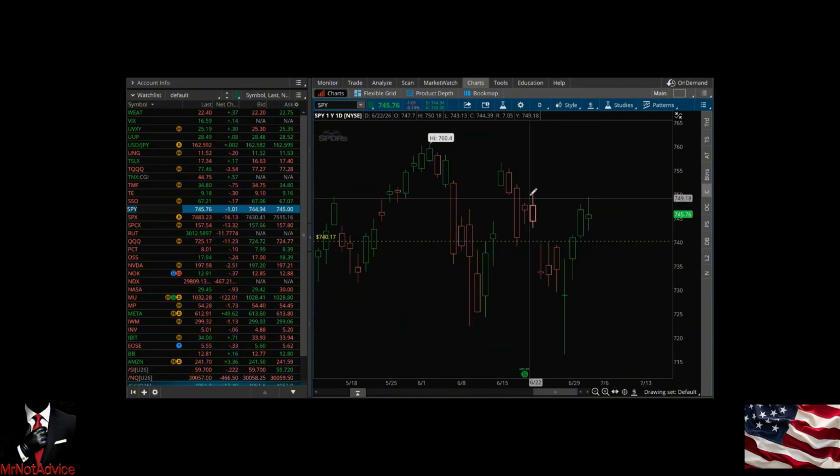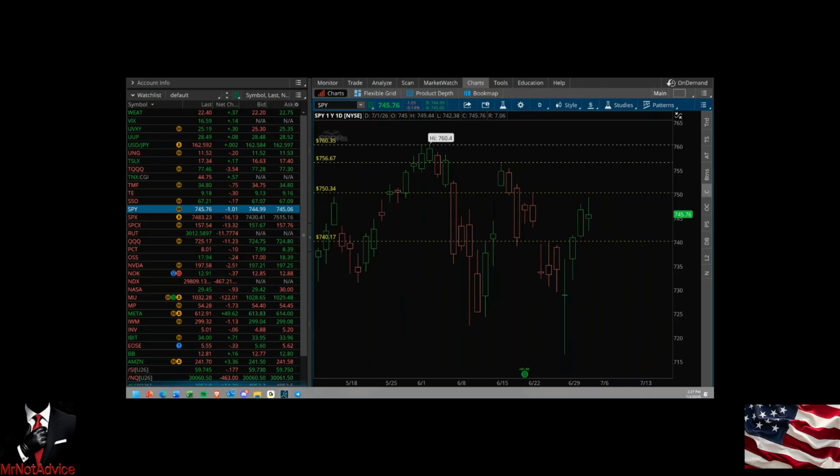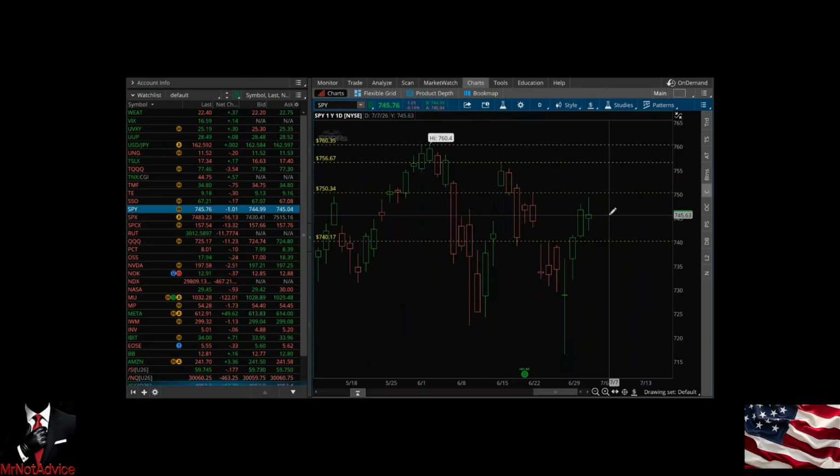Would you agree that this candle here is where price went up and failed? Yep. Then we go to this one. Yep. And to this one. So when I talk about knowing what the track ahead looks like, that's what I'm talking about.